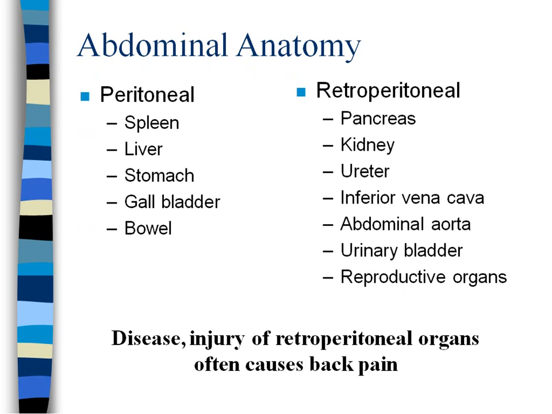So in the peritoneal cavity, you're going to have things like your spleen, liver, stomach, gallbladder, bowels. Okay, in the retroperitoneal, right? So remember, your pancreas sits behind your stomach, so it sits kind of in that retroperitoneal space. Okay, kidney, ureter, inferior vena cava kind of sit in the retroperitoneal area. Abdominal aorta, urinary bladder. Remember, it sits real low. Okay, and then reproductive organs also. Injuries to the retroperitoneal areas often cause back pain.